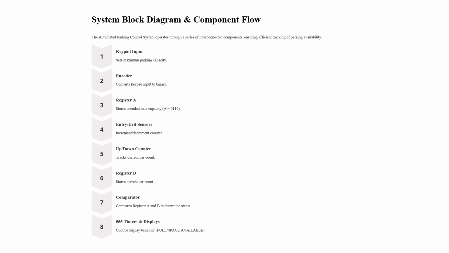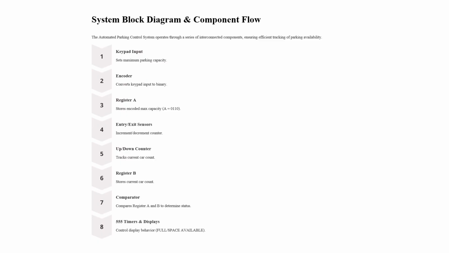System block diagram and component flow. The system works using several blocks. First, the keypad is used to input maximum capacity. The encoder converts it into binary. Register A stores the maximum capacity.